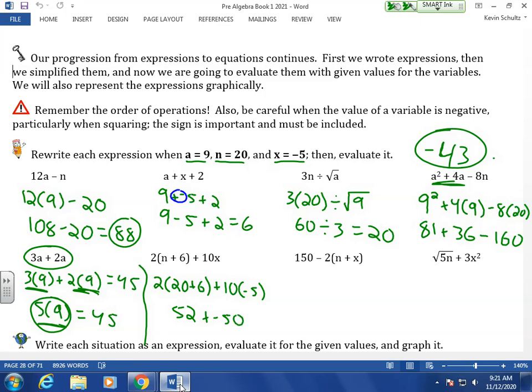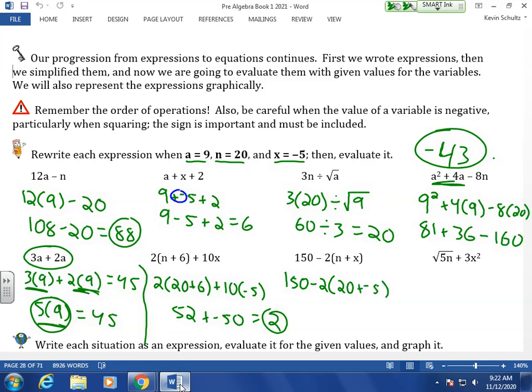So again, we run into that adding a negative situation, which is the same thing as subtracting. So 52 plus negative 50, or 52 minus 50, you should get positive 2 as an answer. Positive 2. The next one we did together, we've got 150 minus 2 times 20 plus negative 5.